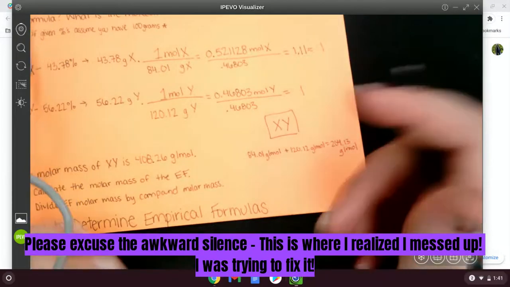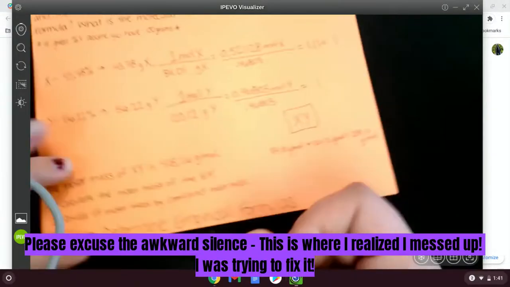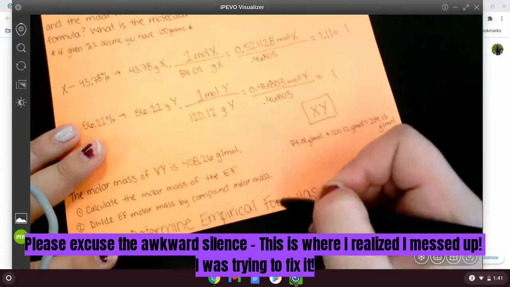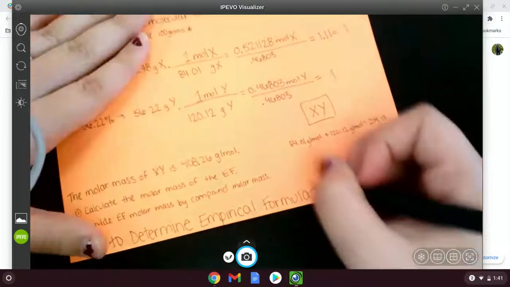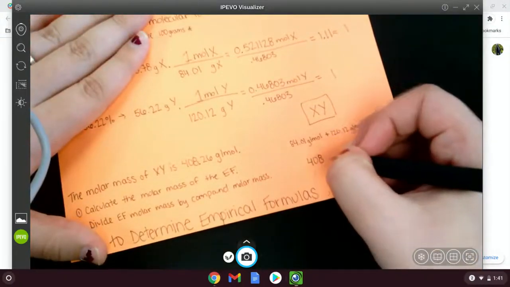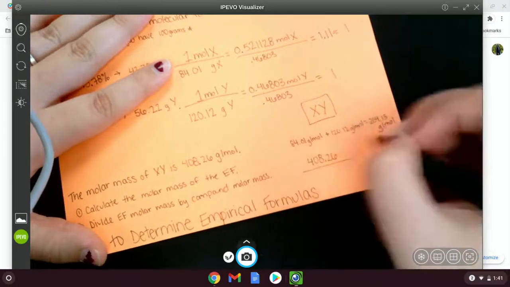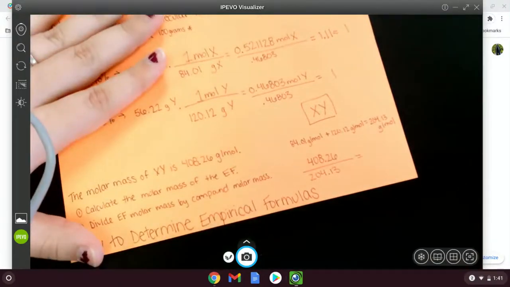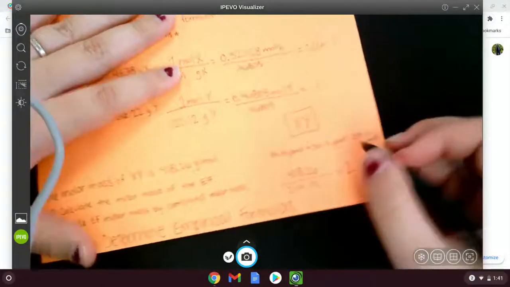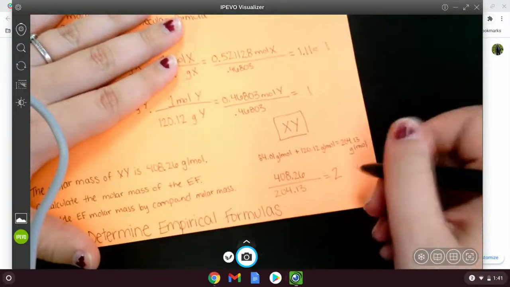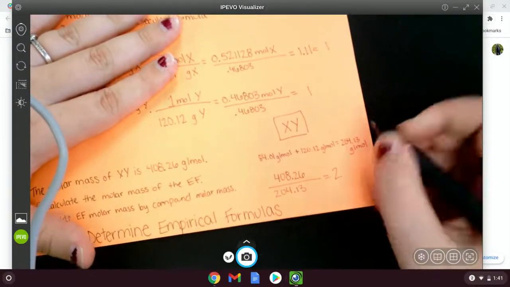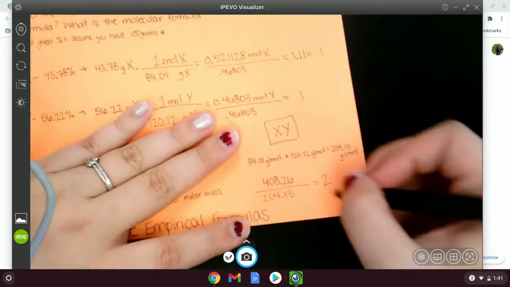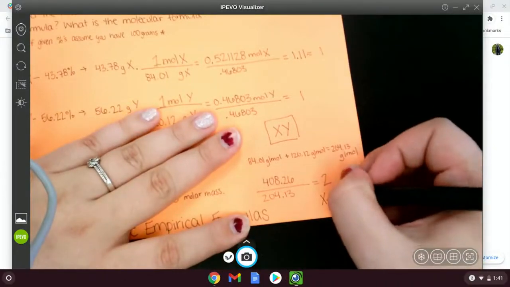Guys, I lied to you. This is the opposite, but it's okay. So you're going to divide the compound molar mass by the empirical formula molar mass. I'll make a note of this on the video, don't worry. So I'm going to take my 408.26 and divide it by my 204.13, and that gets me 2. So now I'm going to take this 2 and multiply it by my current subscripts on my empirical formula to get my molecular formula. So my true molecular formula is X2Y2.